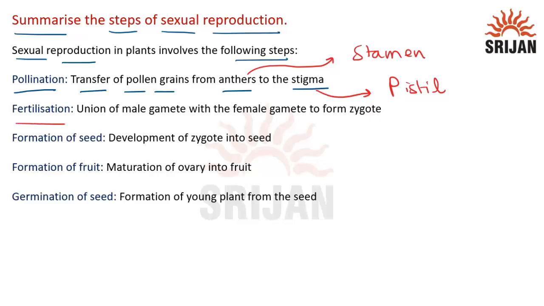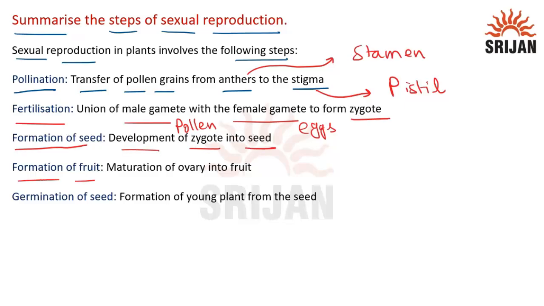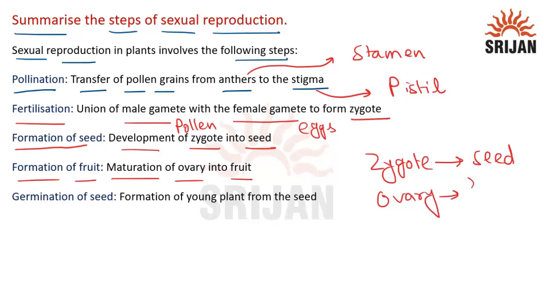Now, fertilization, that means union of male gametes, that is the pollen grains, with the female gamete, that means the eggs, to form zygote. The formation of seeds, development of zygote into seed. The formation of fruit, that means maturation of ovary into fruit. That means we can say that the zygote converts into seed and the ovary converts into the fruit. Now, germination of seed, forming of young plant from the seed.